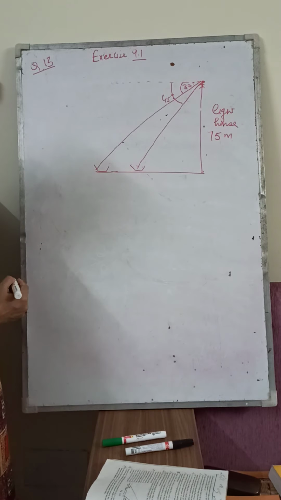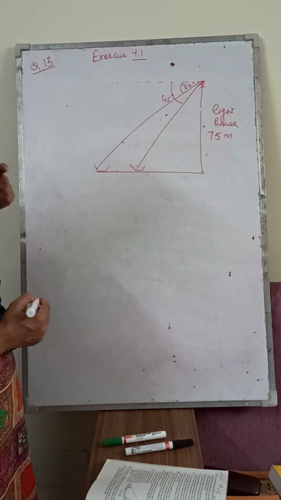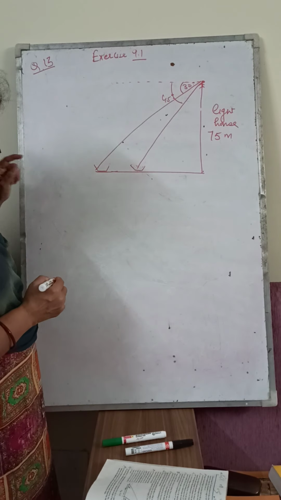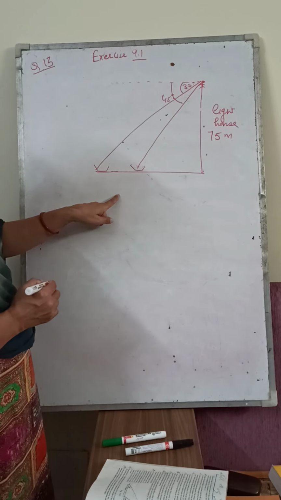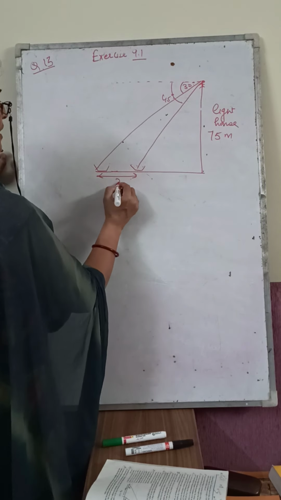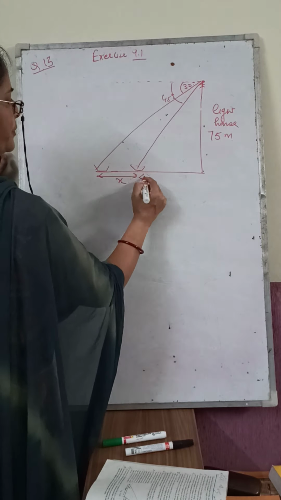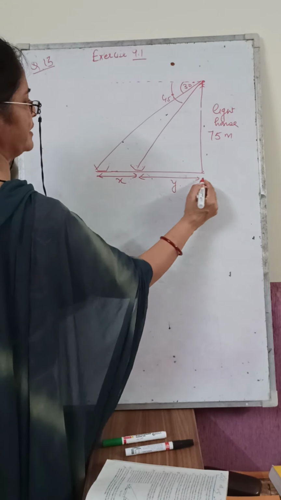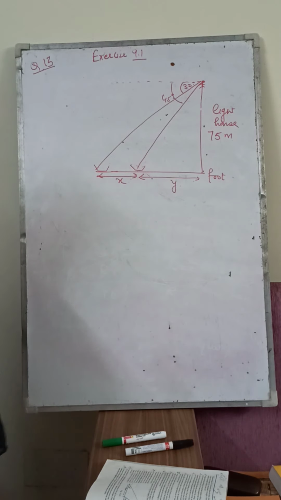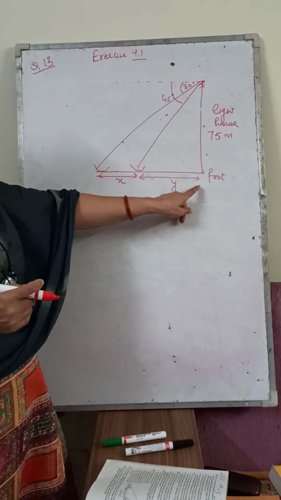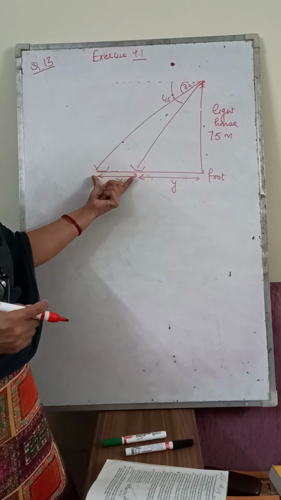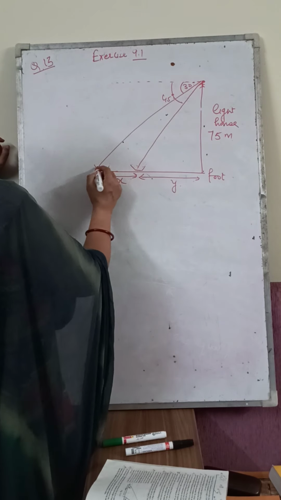You have to find one ship is exactly behind the other. This is one ship, this is second ship. Both are exactly behind each other. You have to find the distance between two ships. Means you have to find this x. Suppose this is x and this is the y. This is foot of the lighthouse above the sea level. This is the lighthouse which is on the sea level, and you have to find the distance between one ship. This is first ship, this is second ship.